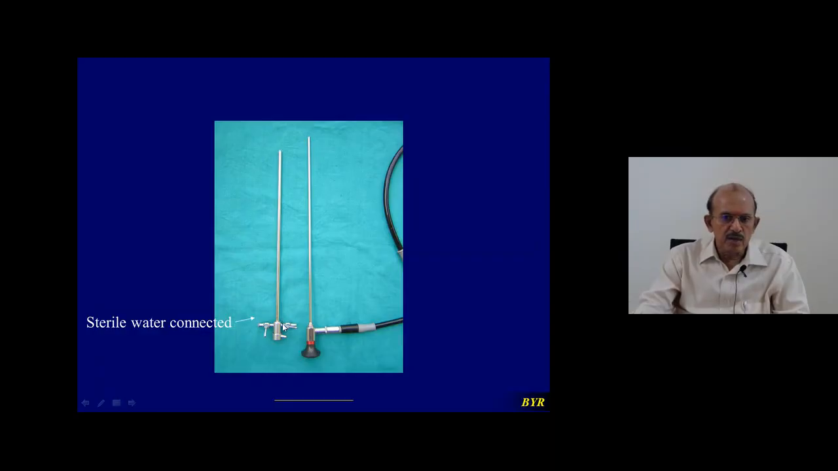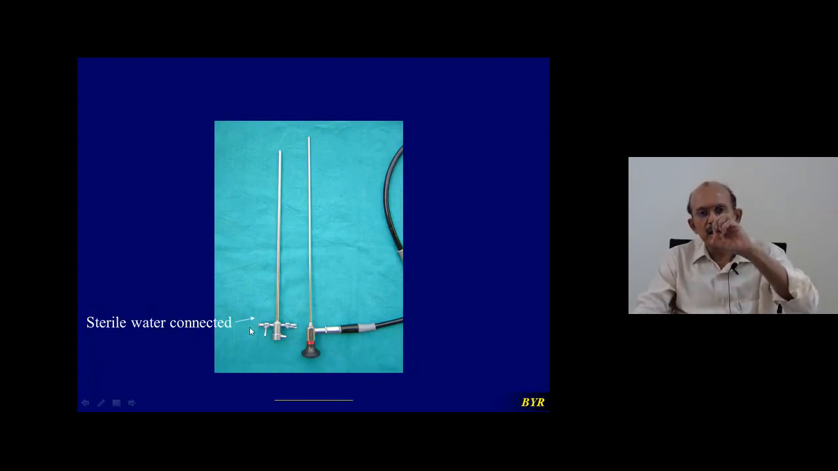This sheath has two side channels. These channels are for connecting to the water. That means whenever you pass the scope into the bladder, it is collapsed and you can't see its walls. You have to distend it. In upper GI endoscopy, you distend the stomach by inflating with air. But in the case of the bladder, you inflate it with water.